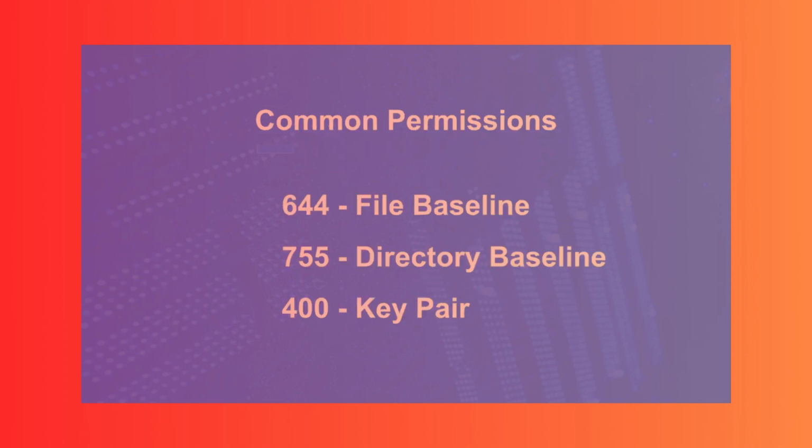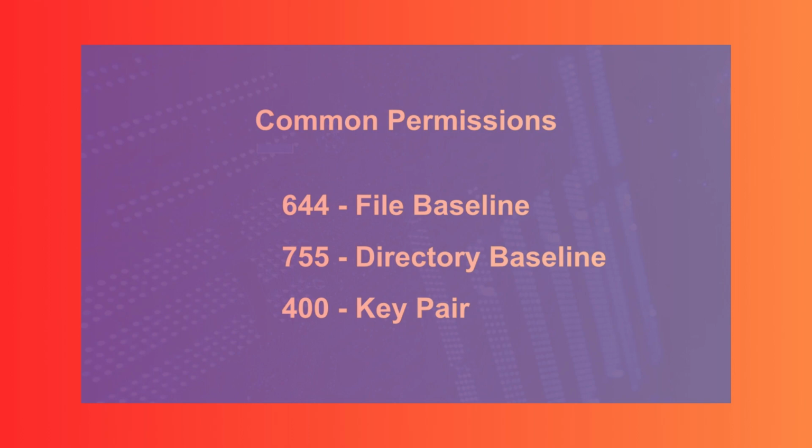And here are some common permissions. A baseline for your files should be 644. And a directory baseline can be 755, meaning the owner can read, write, and execute, and anyone in the group and everyone else can read and execute only. The reason why you want them to execute is to be able to list the files in that directory.